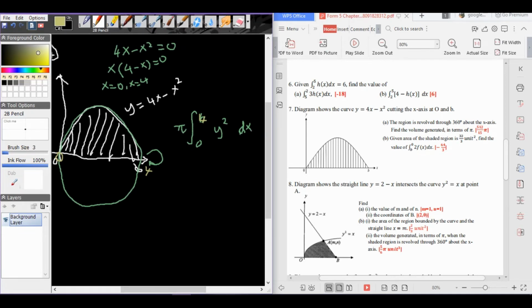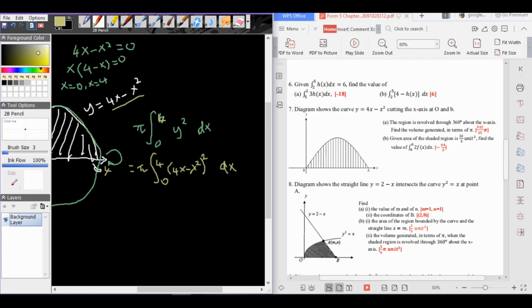Okay, so what is y squared? You just substitute the equation of this curve. So equals to pi, integrate from 0 to 4. Y is 4x minus x squared. So (4x minus x squared) squared dx. Can you expand this equation? So pi integrate from 0 to 4. Expand this equation, you will have 16x squared minus 8x cubed plus x power 4 dx.